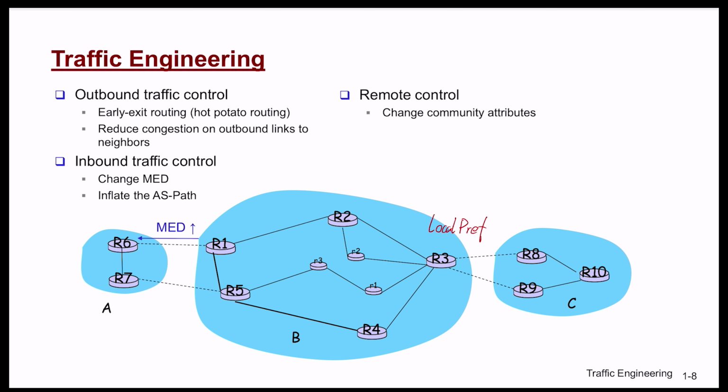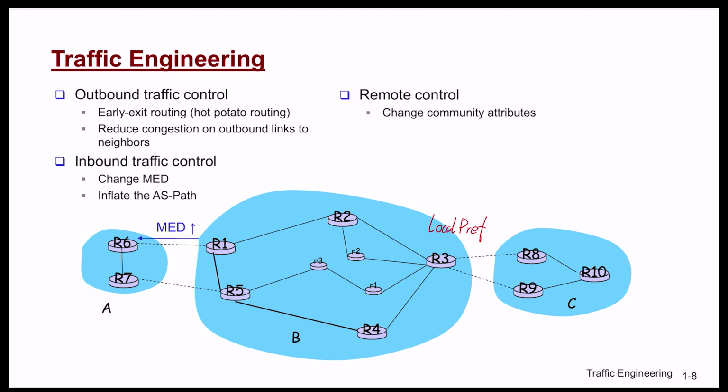Inside the AS, we can do traffic control by AS prepending and MED. For example, if B wanted to reduce traffic traversing router R1, it could increase the value of the MED attribute it advertises to A, causing the link to R5 to become more preferred by A's routers and thereby decreasing R1's load.